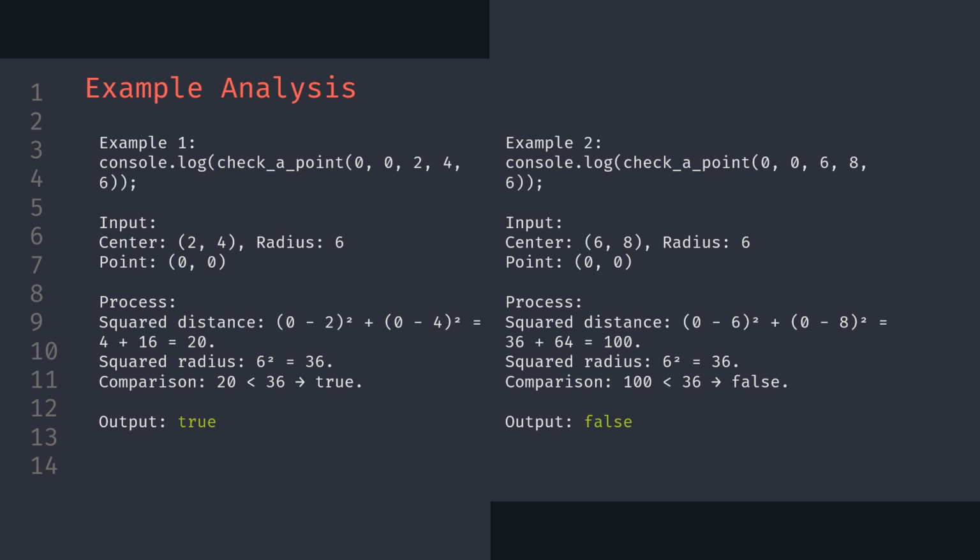Here's some examples. In the first example, the squared distance is smaller than the squared radius, so the point lies inside the circle. In the second example, the squared distance exceeds the squared radius, so the point lies outside.